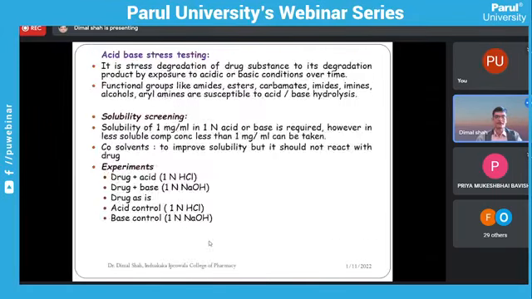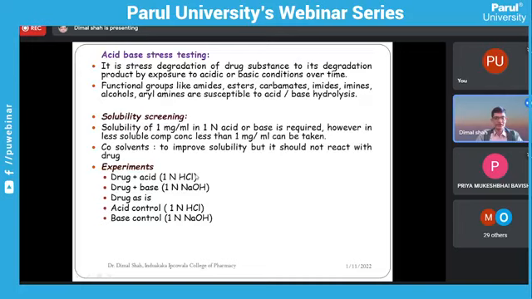So during the experiment, how would your samples be? Drug plus acid, drug plus base, drug as it is. Acidic control, only 1 normal HCl you will take. Base control, only 1 normal NaOH you will take. Okay. And keep it at room temperature for 24 hours. And on the next day, analyze this sample for any kind of degradation.